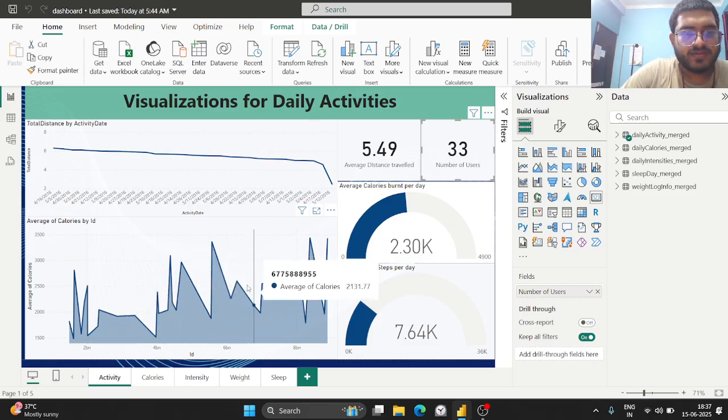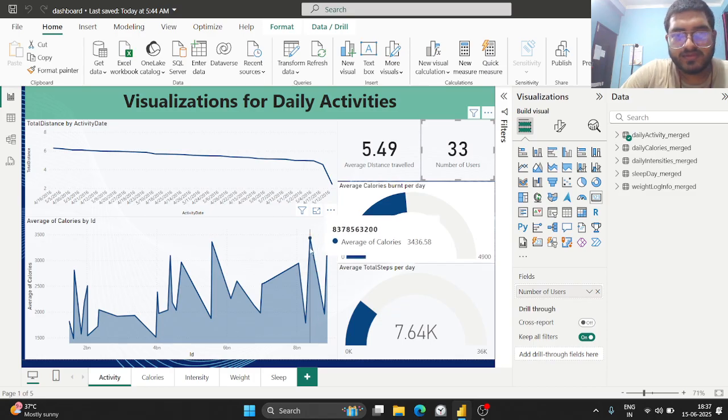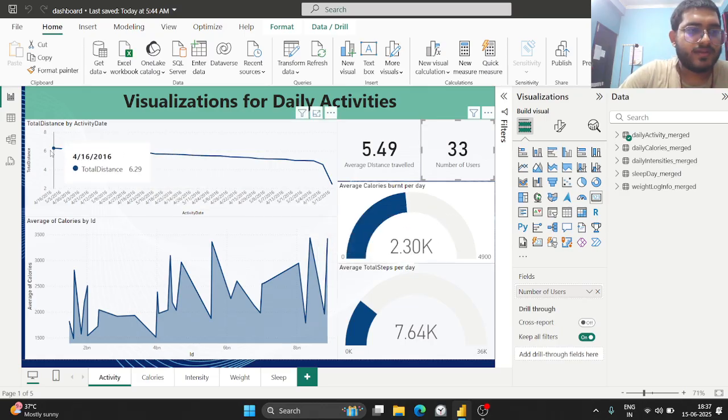You can see quite a lot of variation here. This one looks close to the peak. The average variation is around 34k. Great. Now this is the total distance versus activity date. So on the 5th of May, the total distance traveled was 6.22 kilometers. This is an average for all the users.